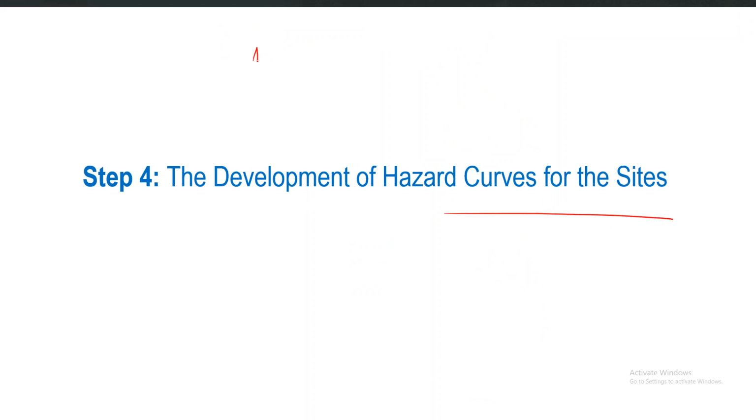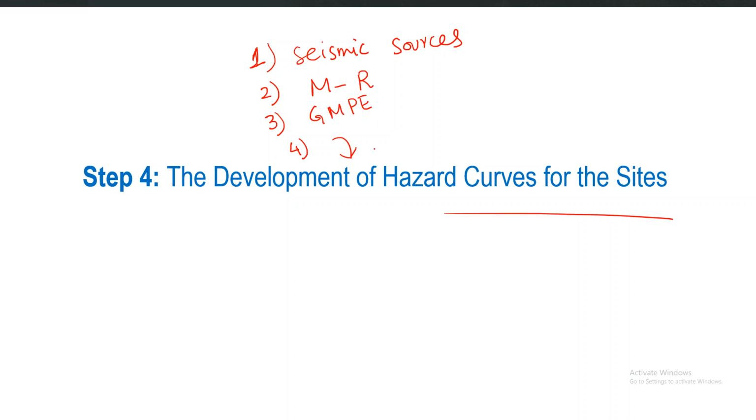So the first step was the identification of seismic sources and gathering the information about them. The second step was the magnitude recurrence relationship. You use past historical data, instrumental data, or information from paleoseismic studies to come up with the MR relationship for each seismic source. The third step was the selection of GMPs, and now the last step, step 4, is the development of the hazard curve. So let's see that step.